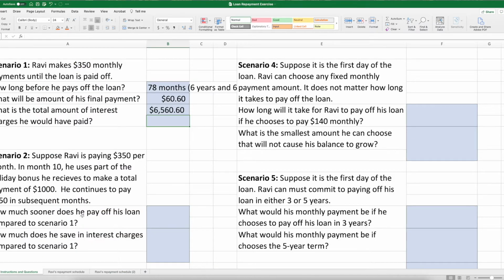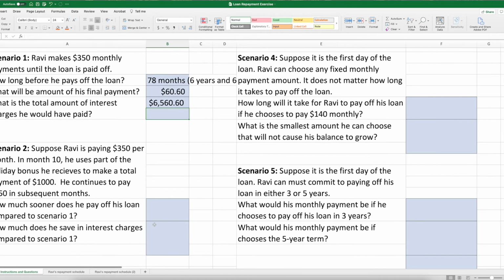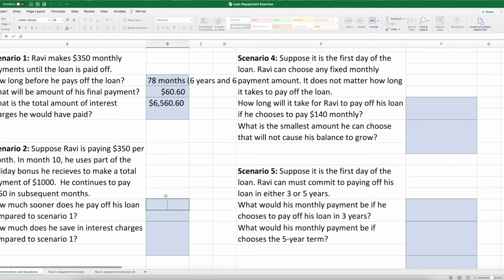How much sooner does he pay off his loan compared to scenario 1? Well, he paid off his loan in scenario 1 in 78 months. So here he's paying off in 75 months. So he's paying off 3 months sooner. And I can simply say 3 months because the question already says how much sooner.